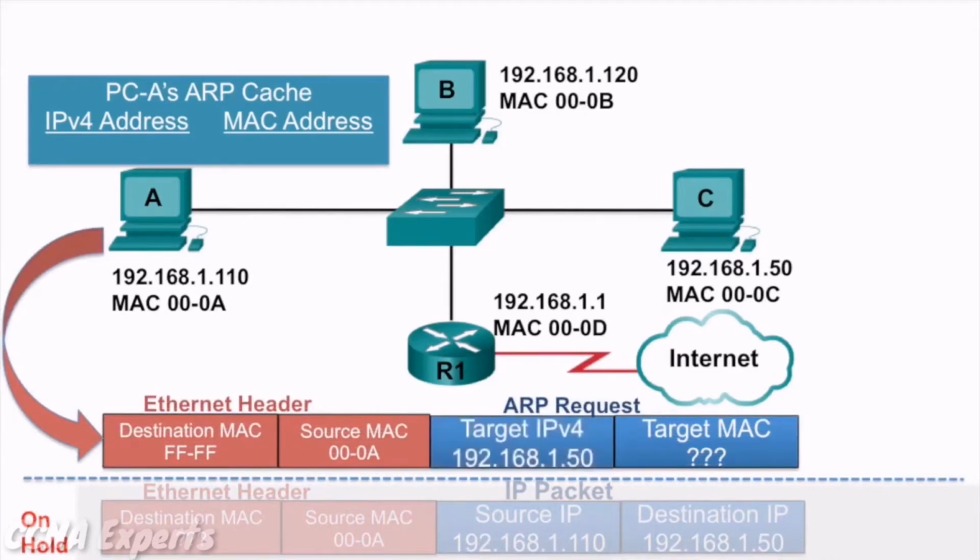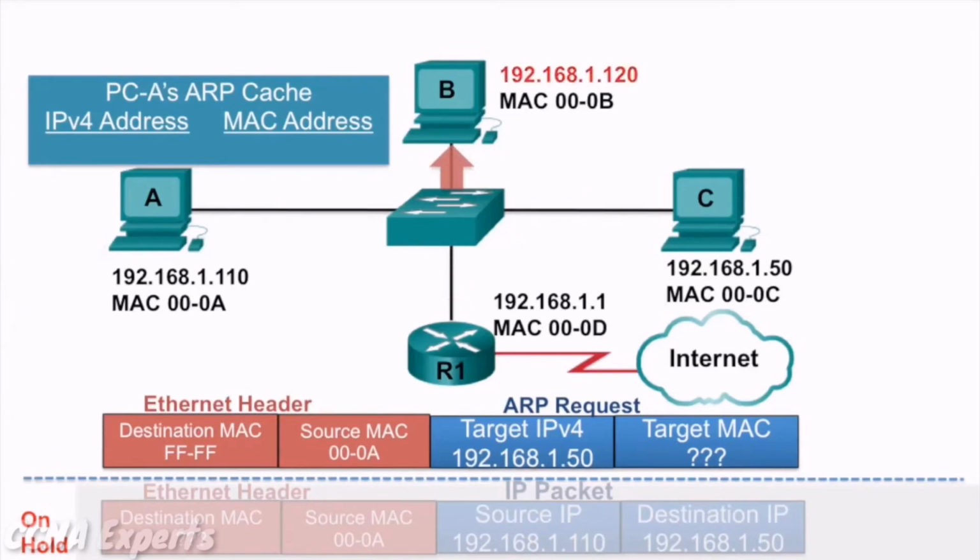This is the IPv4 address which is known by PCA, and the target MAC address which is unknown. This is what PCA is wanting to find out. The ARP request is sent as a broadcast, so everybody on the network will need to examine this Ethernet frame and process the ARP request. So PCA sends it to the switch. Because it is a broadcast, the switch will flood it out all ports except for the port that it came in on.